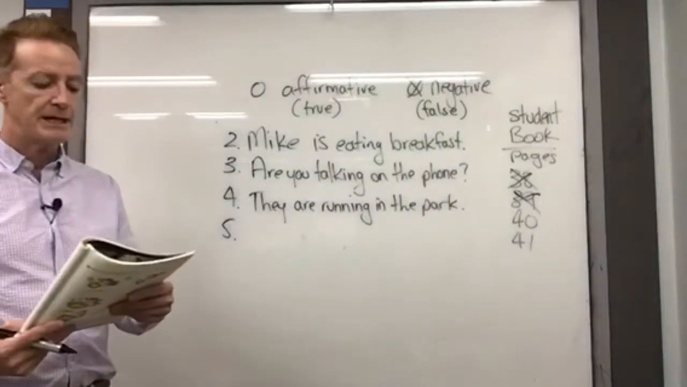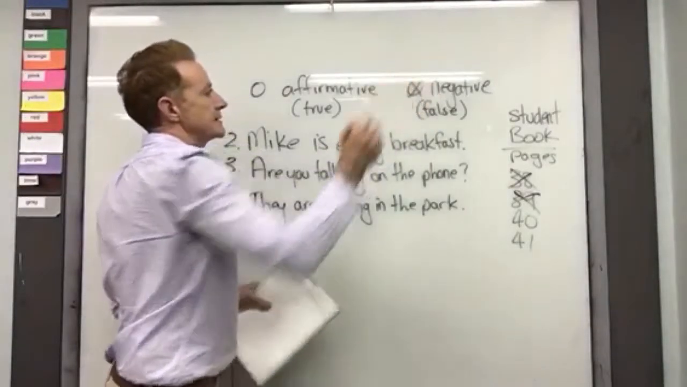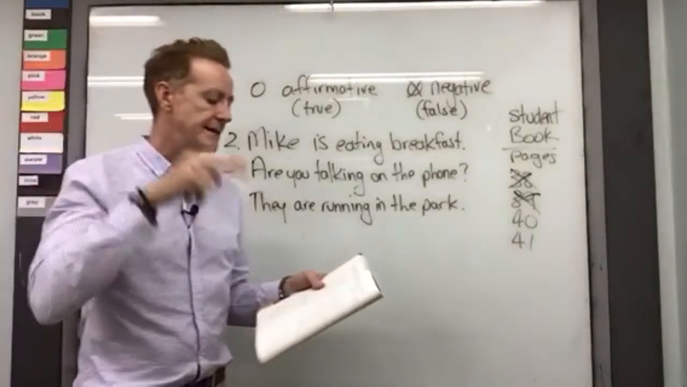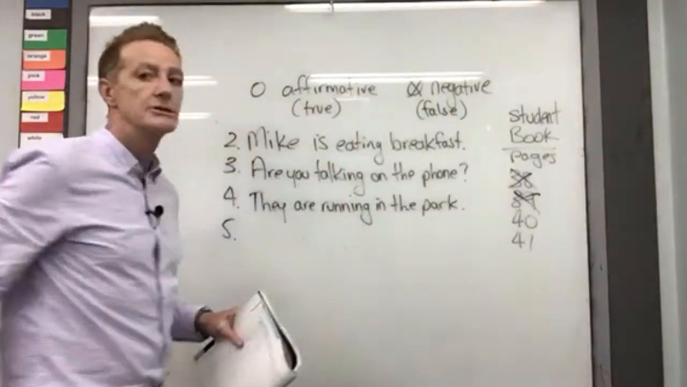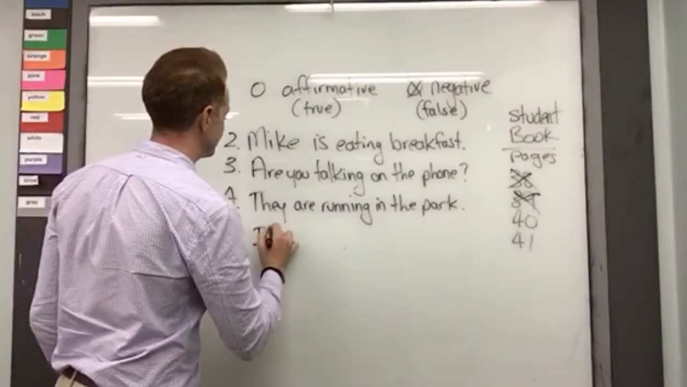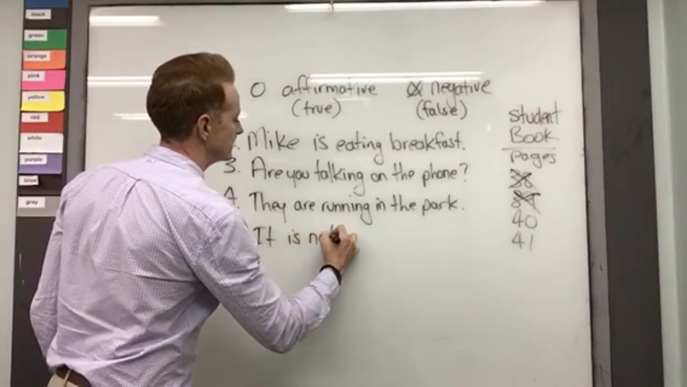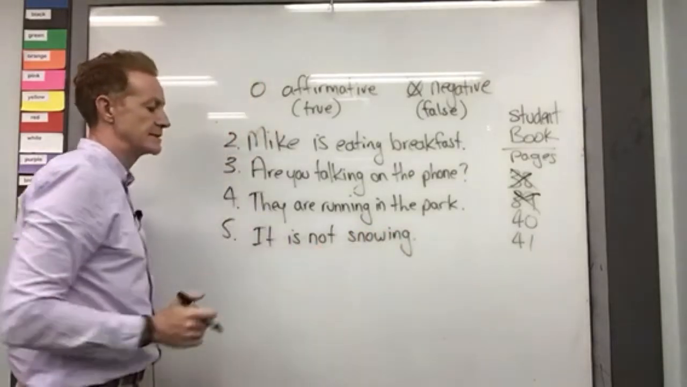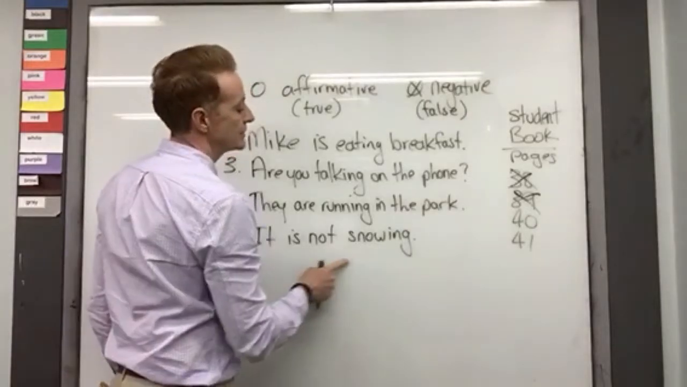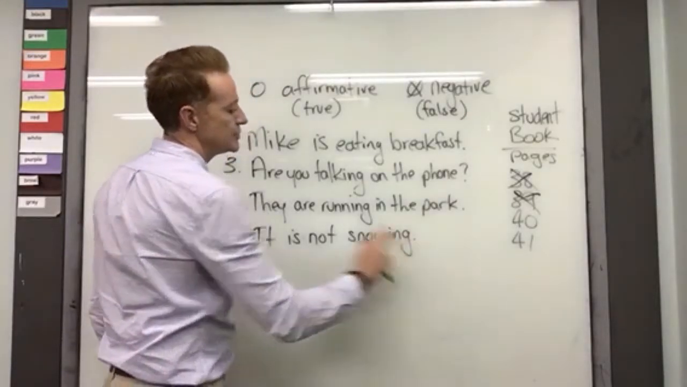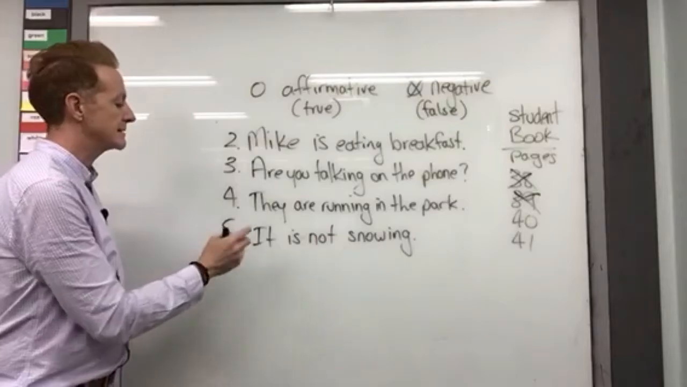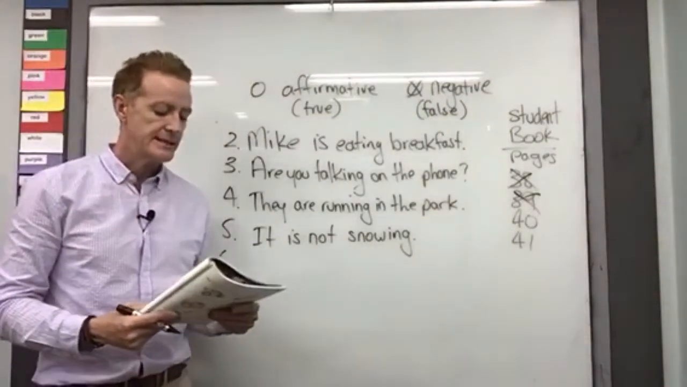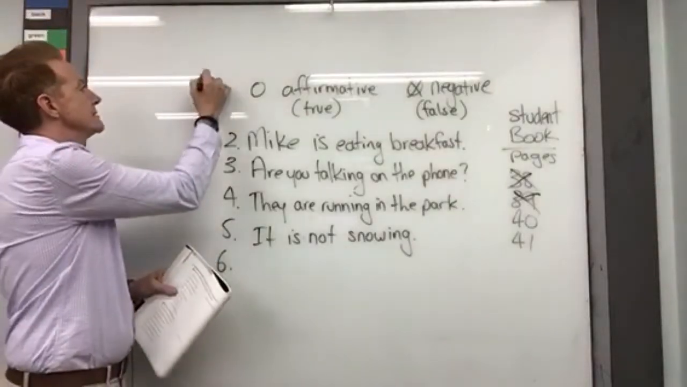Number 5. Now this one has an X, so it is negative. This did not happen. The two words are it and snow. So it is not snowing, or it isn't snowing. Here is our present continuous form. Snow, ing, snowing. It is not snowing.